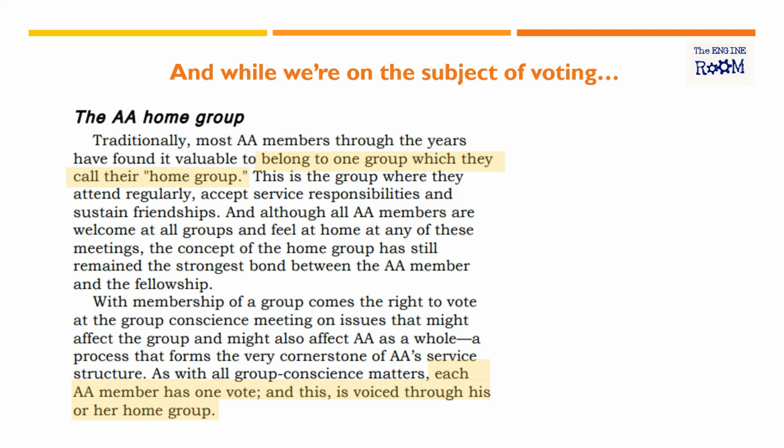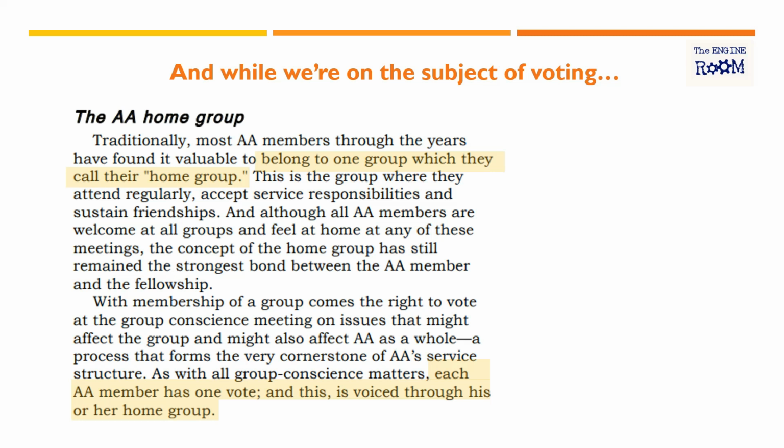With membership of a group comes the right to vote. Here we go. At the group conscience meeting on issues that might affect the group and might also affect AA as a whole, and they're often the ones that your GSR brings back from area or brings back from district assemblies and meetings, a process that forms the very cornerstone of AA's service structure. So this becomes incredibly relevant to AA not falling apart. As with all group conscience matters, each AA member has one vote, and this is voiced through his or her home group.